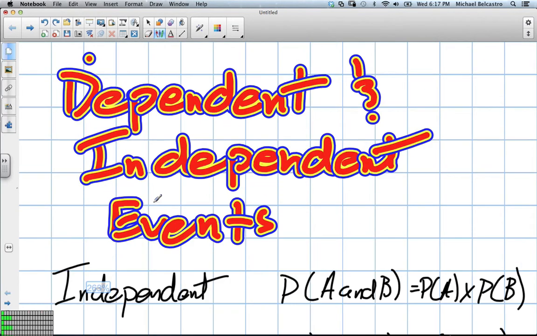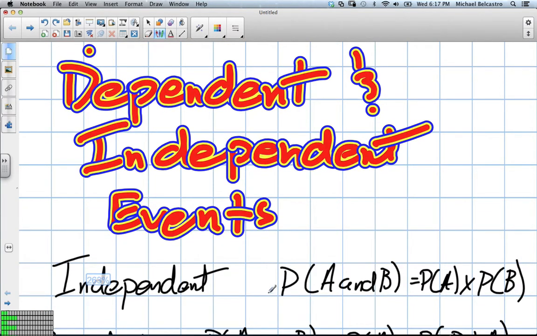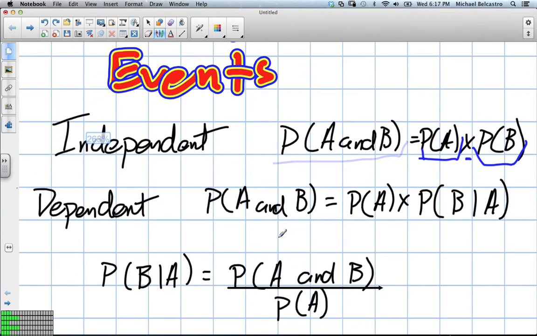Which means that your probability of A and B both happening is simply the probability of event A happening multiplied by the probability of B happening. It makes sense because they're exclusive.